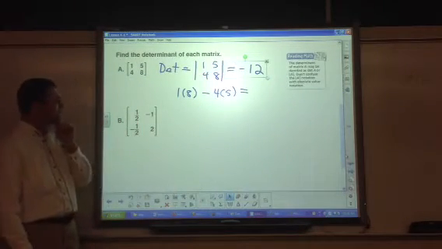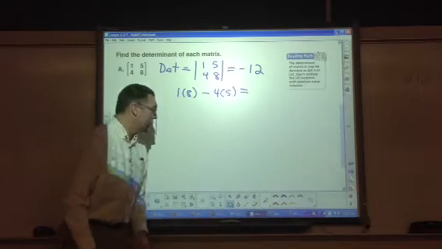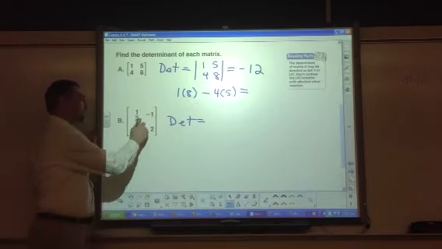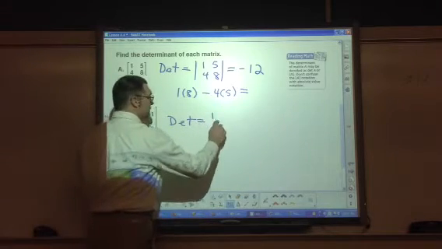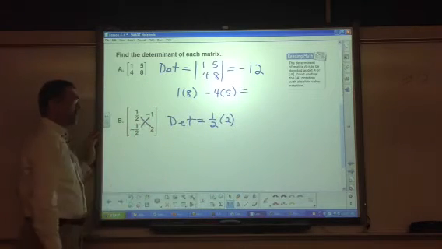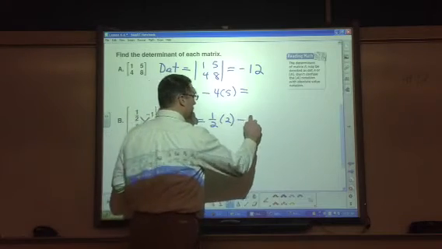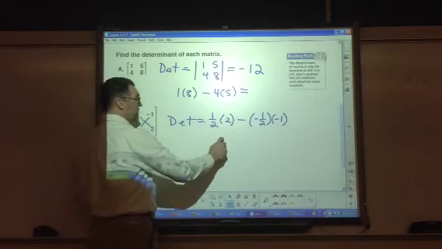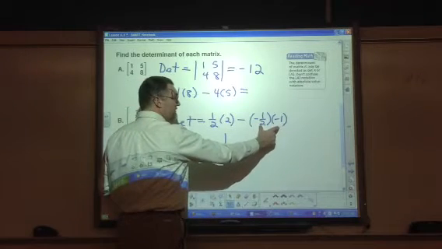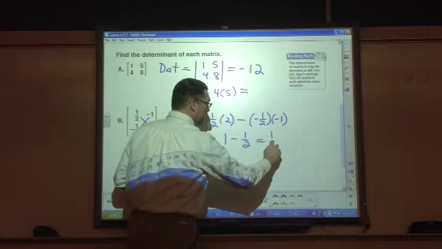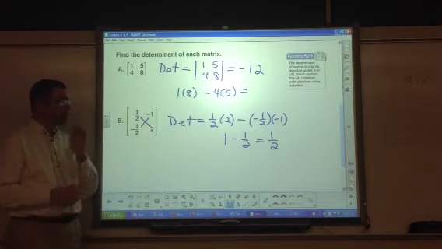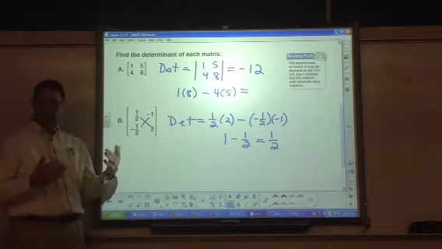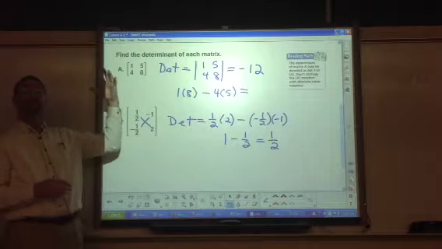Okay, so let's do letter B here then. So we're going to multiply to find the determinant. We multiply the diagonals, 1/2 and 2. And the other diagonals, negative 1/2 times negative 1. And we subtract them. 1/2 times 2 is 1. And 2 negatives is a positive, so minus 1/2, so this equals 1/2. So to find the determinant, you multiply the diagonals together and subtract. Okay? When it's a 2 by 2.